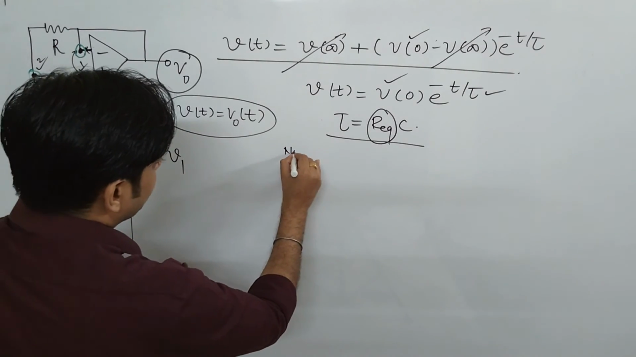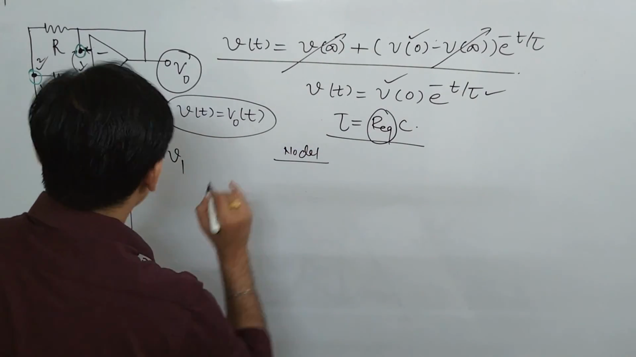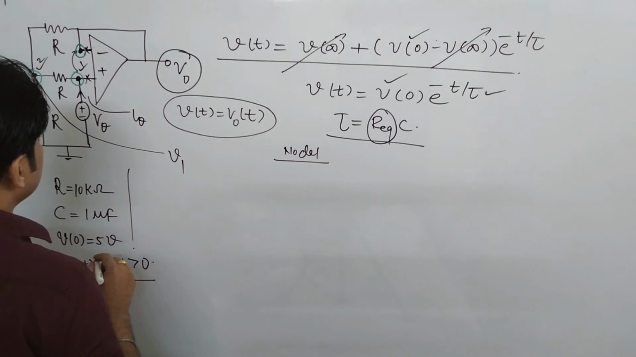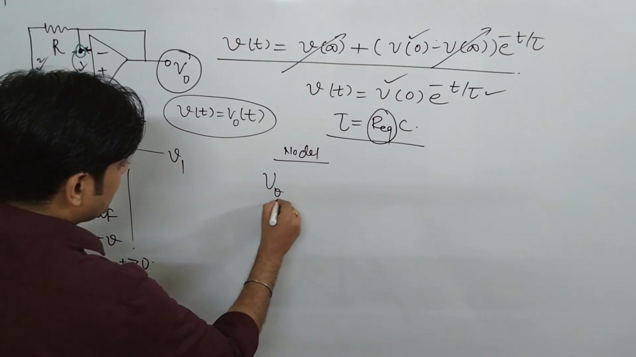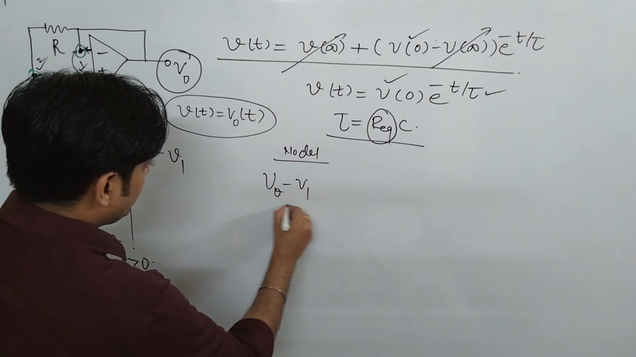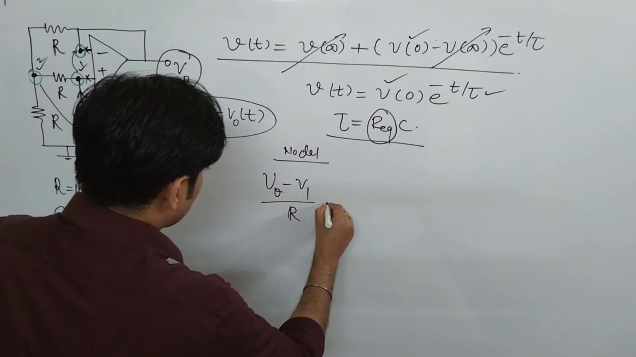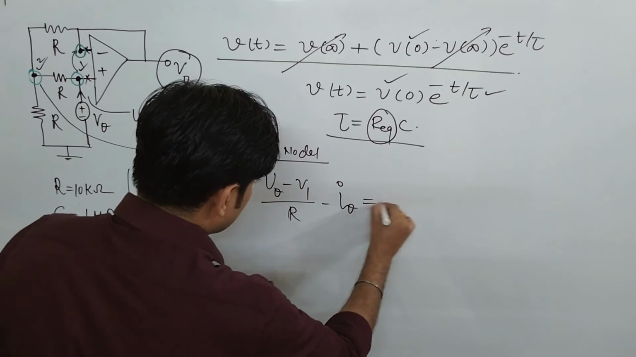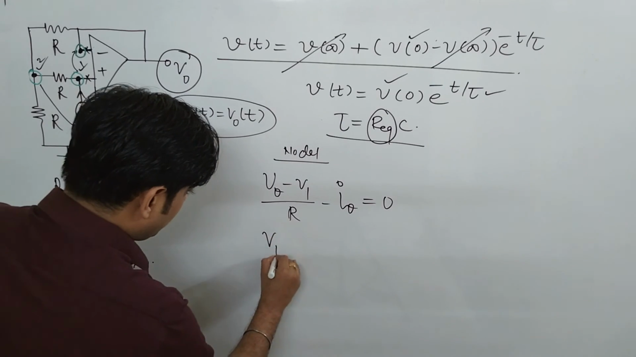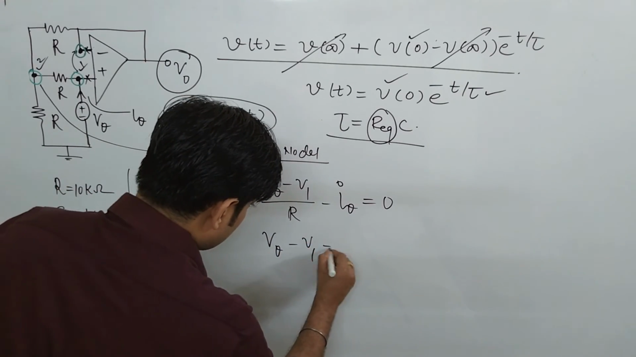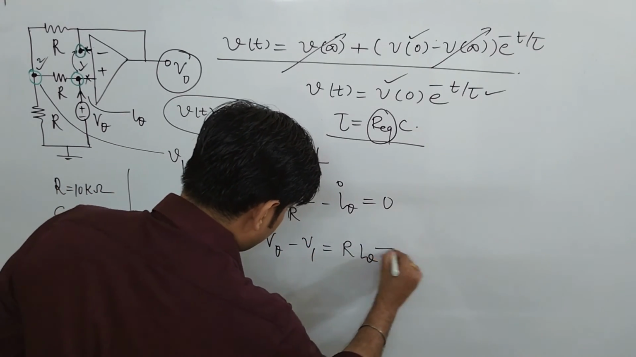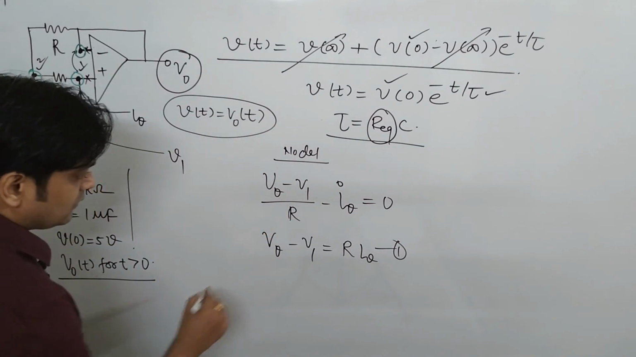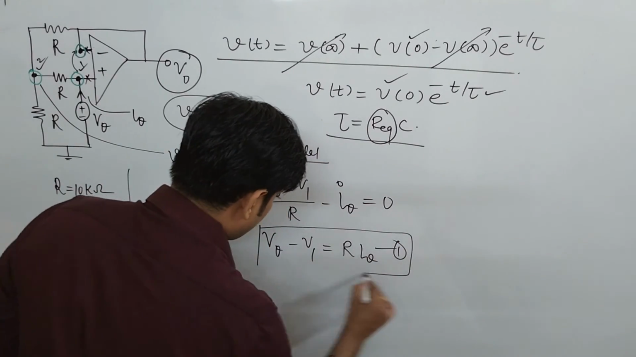So at node 1, I am applying the KCL. So what is it? It is (V theta minus V1) upon R minus I theta is equal to 0, or you can say V theta minus V1 is equal to R times I theta. Say this is your equation first.